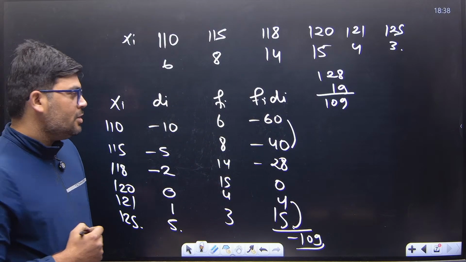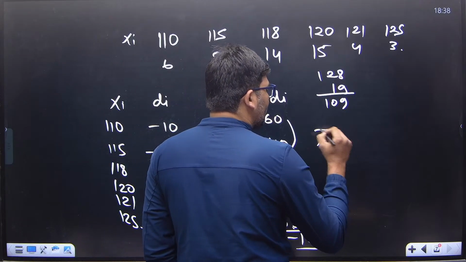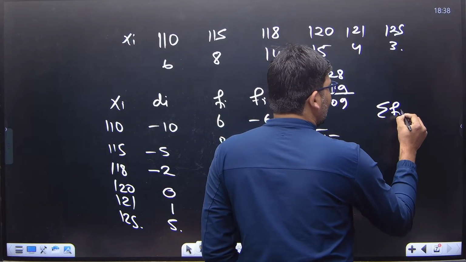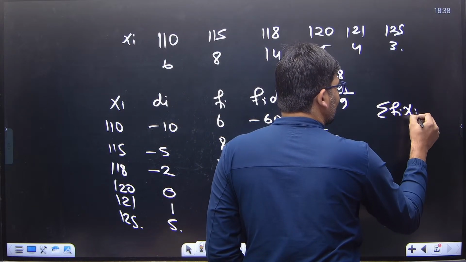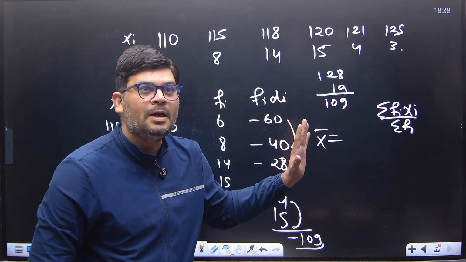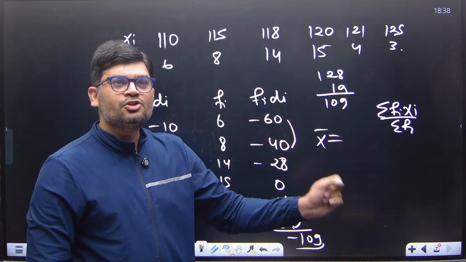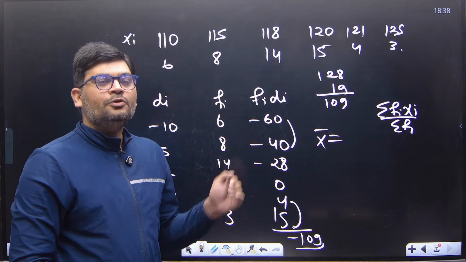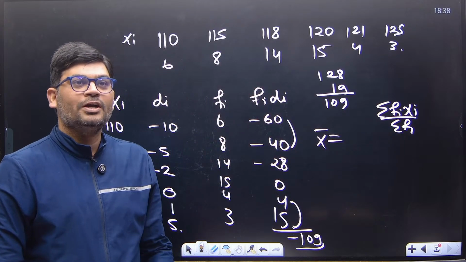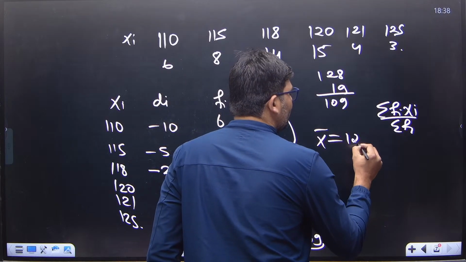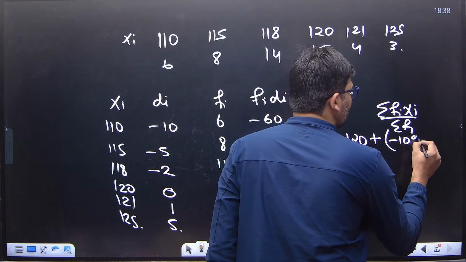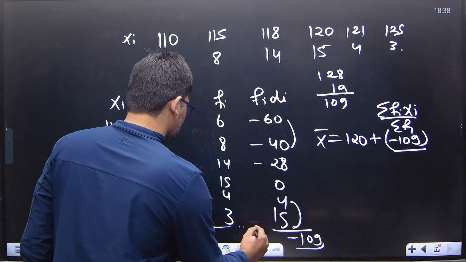So now x bar can be immediately calculated. What was the earlier formula? The earlier formula was sigma fi xi divided by sigma fi, the total sum of all observations divided by the total number of observations, right? But this time you have assumed something from your side. You subtracted that thing from your side. Since you subtracted, you will add that. So you will write 120 plus, now this is minus 109 divided by sigma fi.